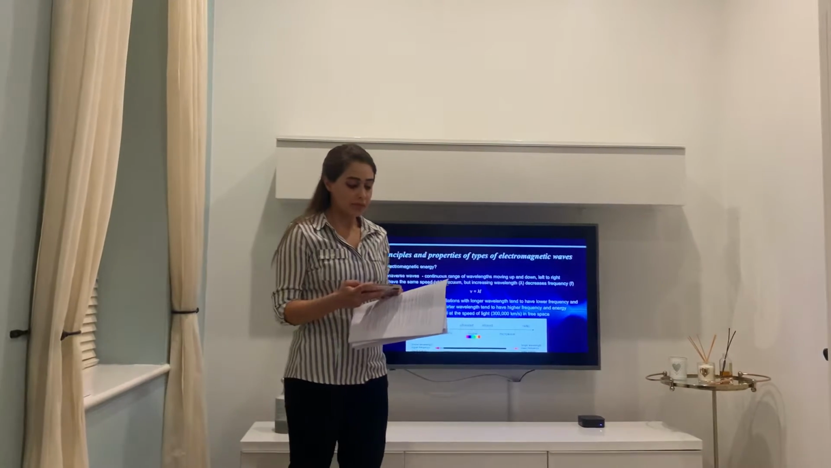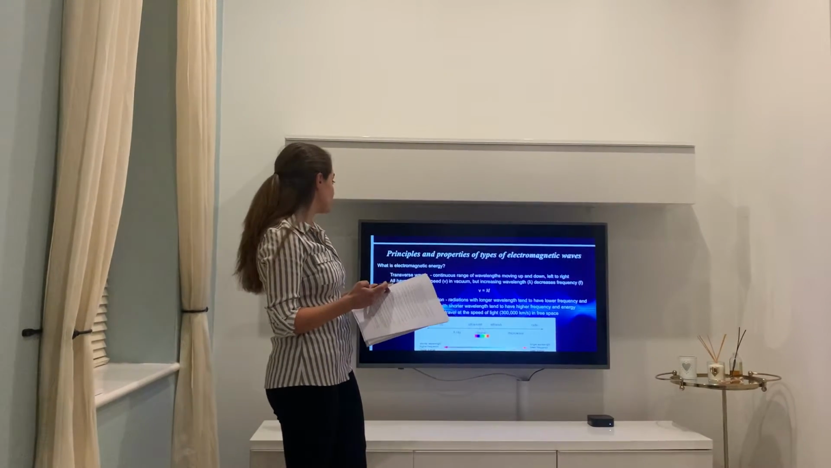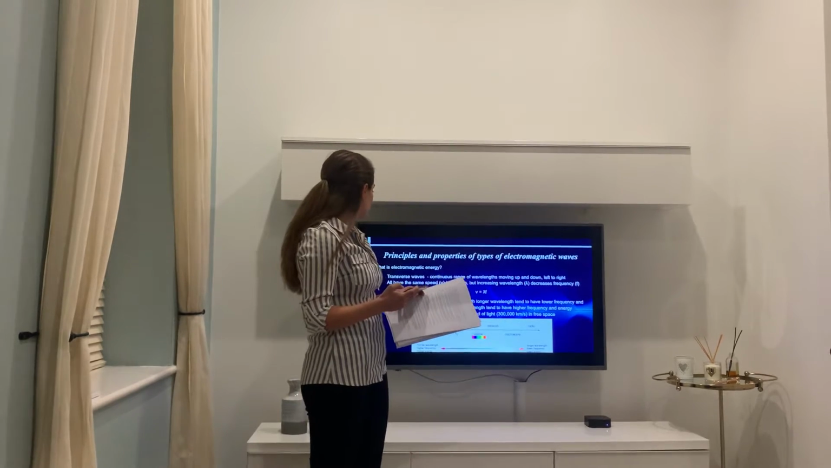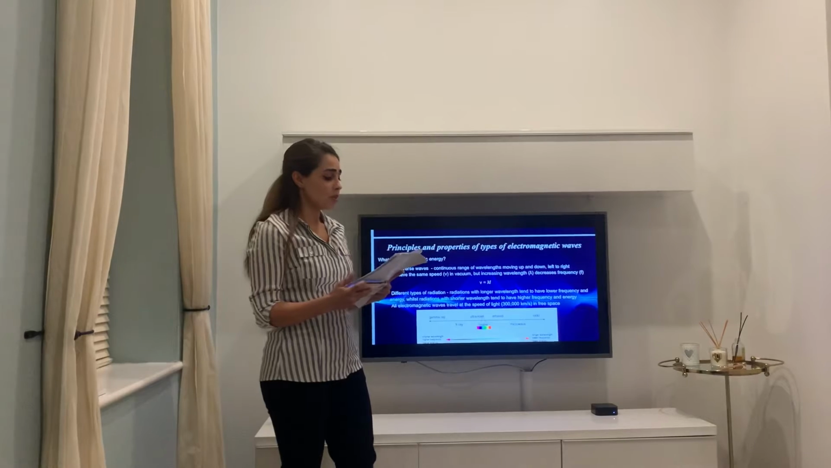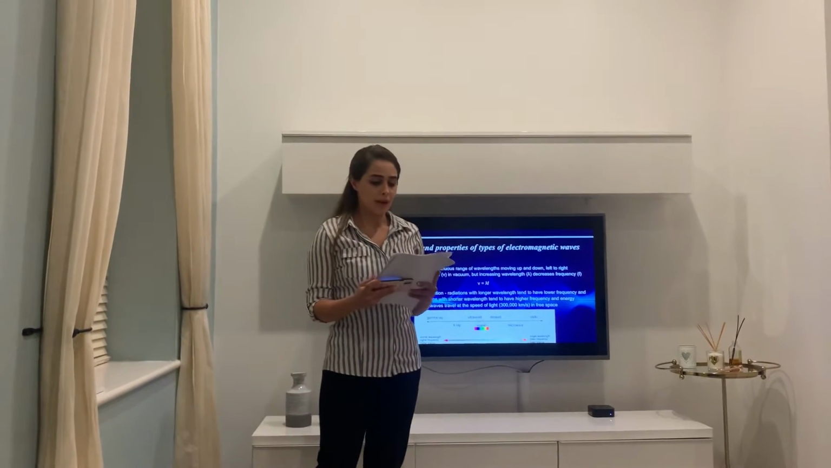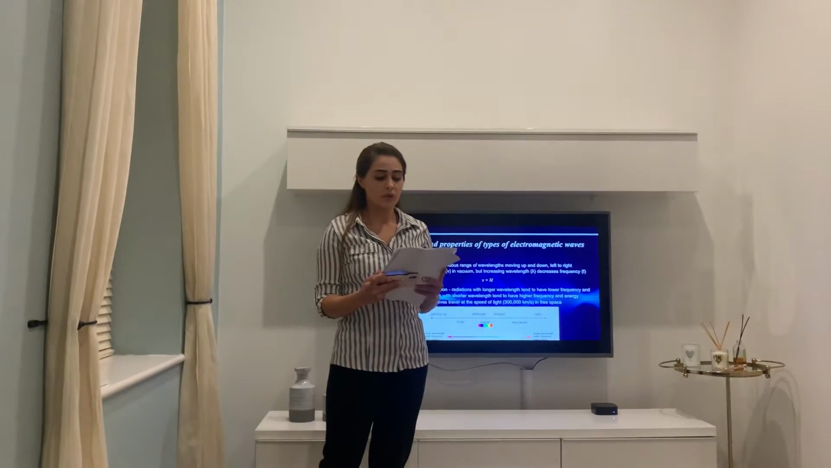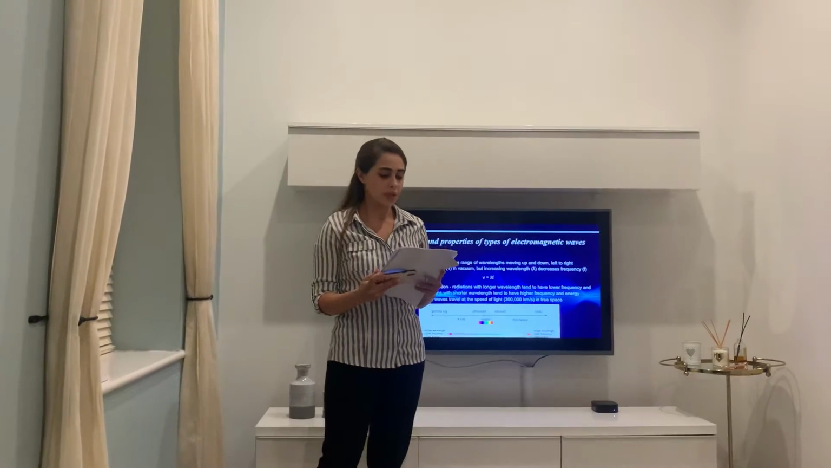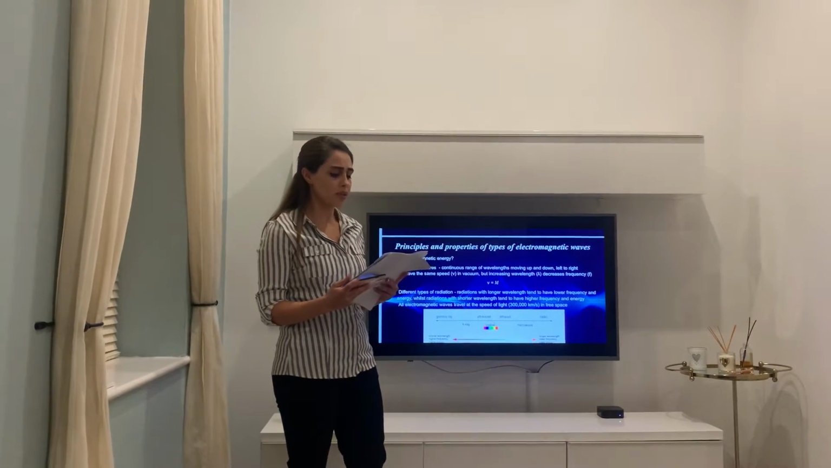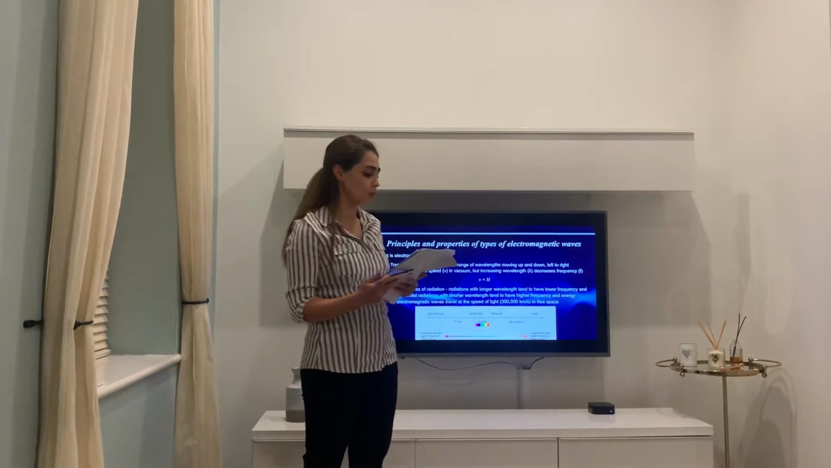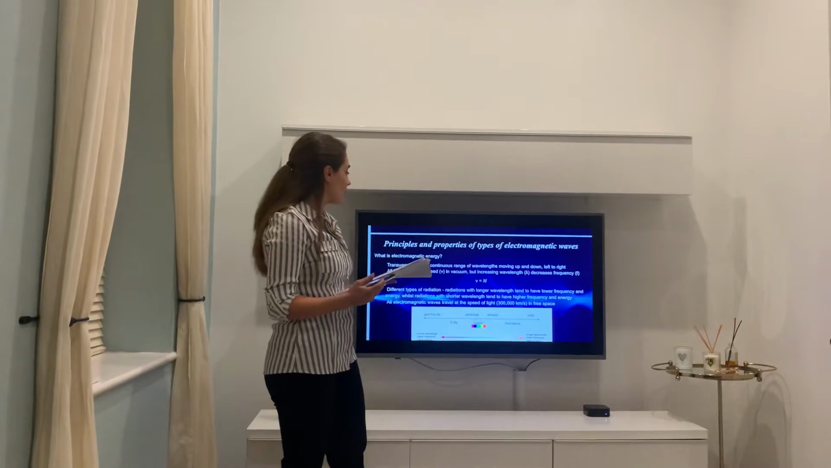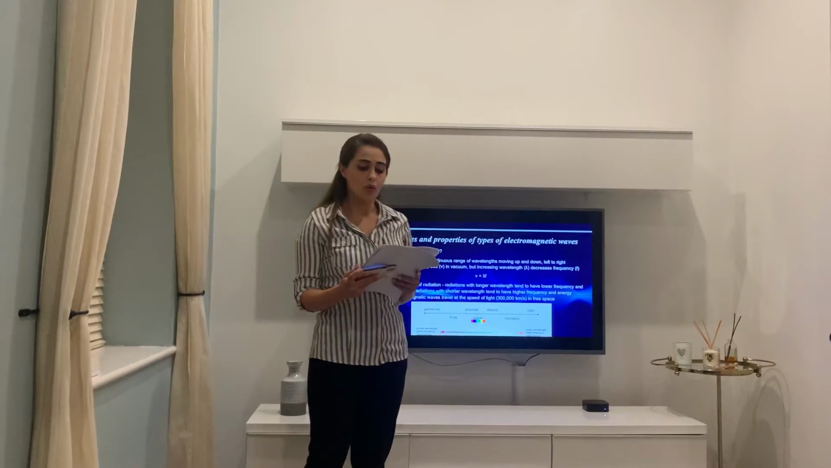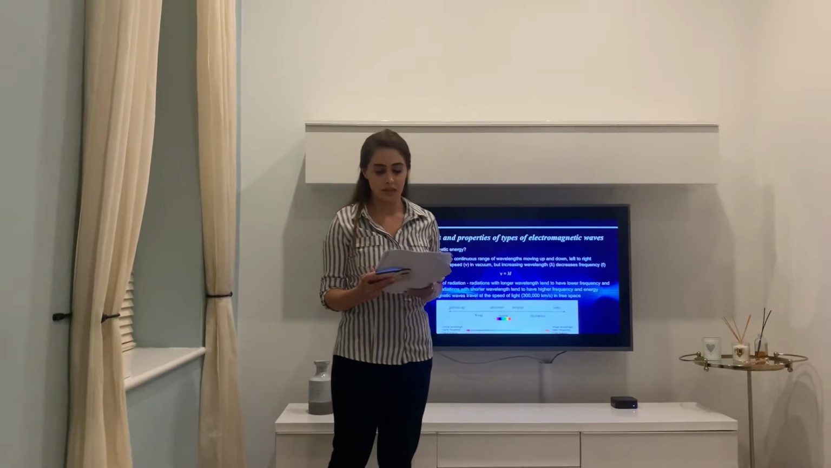These are the principles and properties of the types of electromagnetic waves, and we'll be discussing what is electromagnetic energy. Electromagnetic energy travels in waves and spans a broad spectrum from very long radio waves to very short gamma rays. The human eye can only detect a small portion of the spectrum called visible light. Electromagnetic waves are transverse waves. They all have the same speed in a vacuum, but increasing wavelength decreases their frequency.